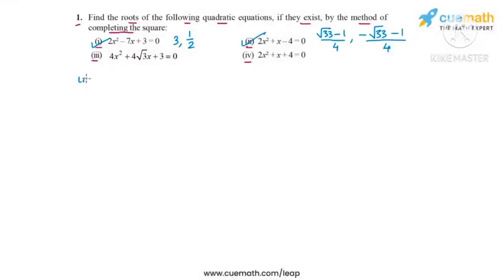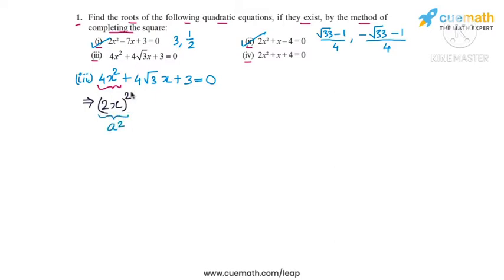In part 3, the equation is 4x square plus 4 root 3x plus 3. So the first term, the quadratic term, the x square term is already a perfect square. So we don't need to modify this equation. We can directly start the process of completing the square. So 4x square can be written as 2x whole square, and this is of the form a square.